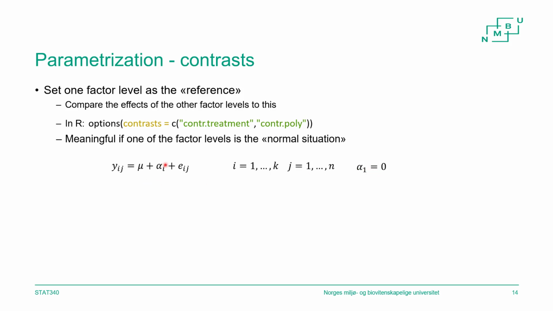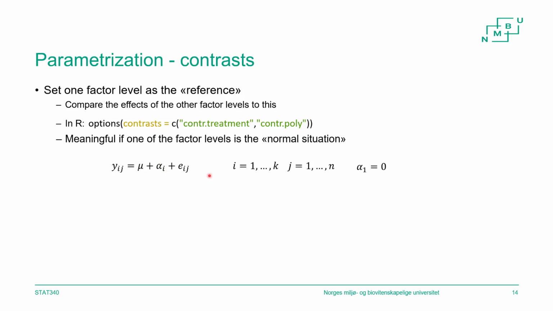And how should we interpret this? It means that mu is actually the response at the reference level, which is level number 1. So alpha 1 is 0 because we add nothing, right? For i equals 1. But for all the other factor levels, the alphas may be different from 0, both positive or negative, right? Depending on if the response changes in a positive or negative direction when you move from the reference to some of the other factor levels.